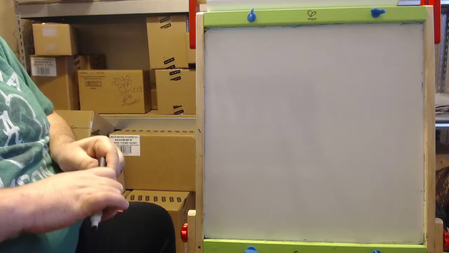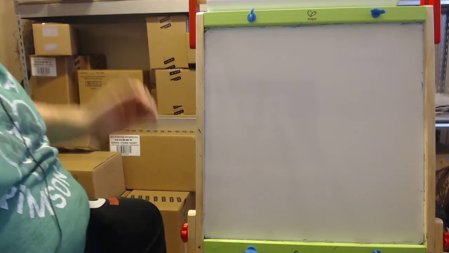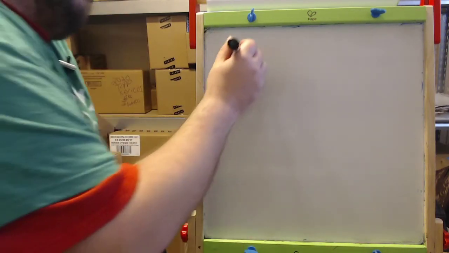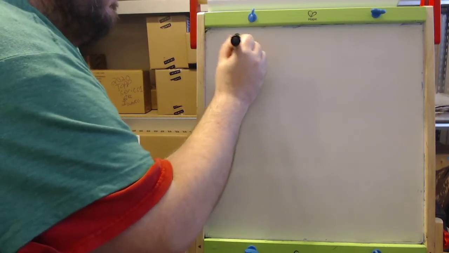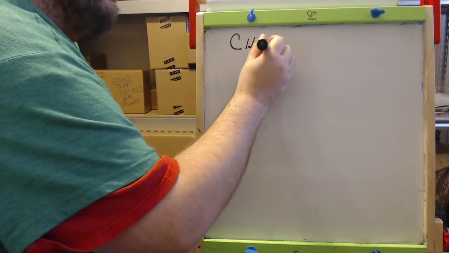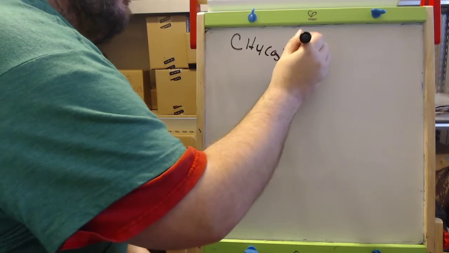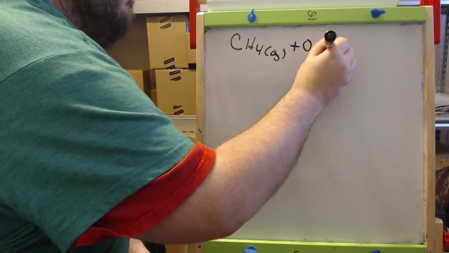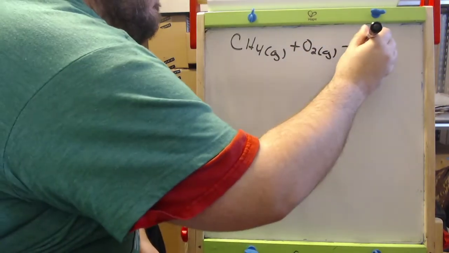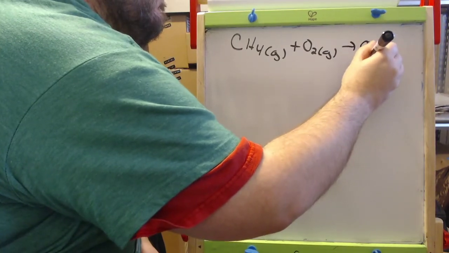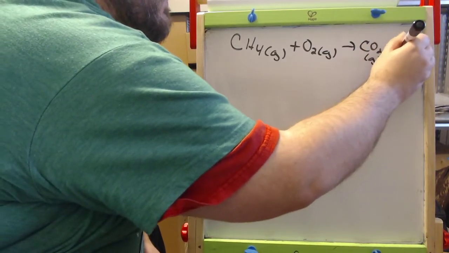This is essentially gas stoichiometry. So let's just look at a problem. Let's say we have CH4 gas plus O2 gas. We're going to do a simple combustion problem that yields CO2 gas and H2O gas.